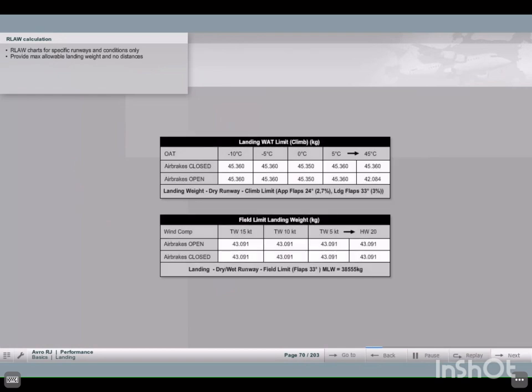Regulated Landing Weight, RLAW, charts may be provided with the Regulated Takeoff Performance charts, which are described in the Takeoff section. These charts provide an allowable weight for a specified runway and conditions rather than the landing distance required given in the FDH. Landing performance data is published for each runway and flap setting and usually consists of 2 tables.